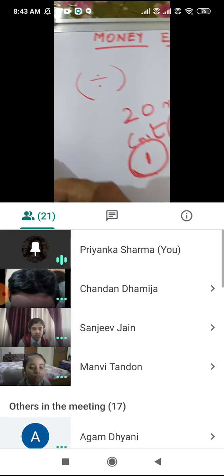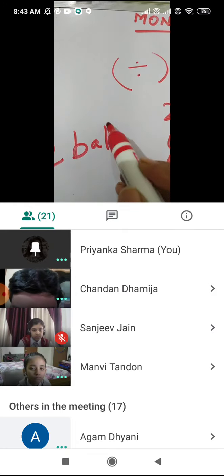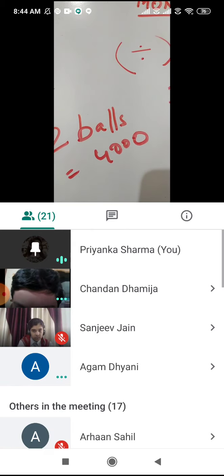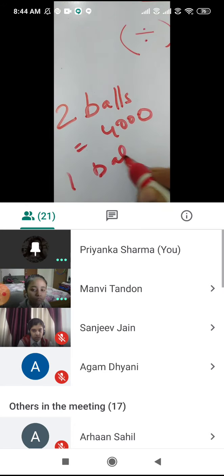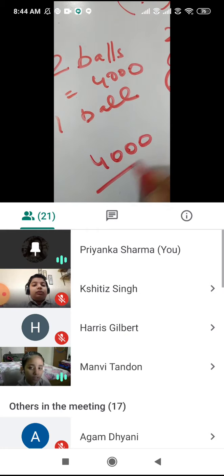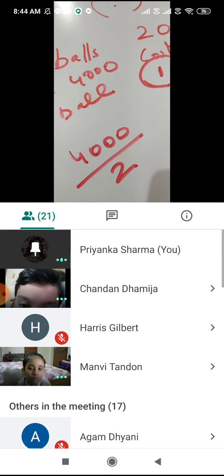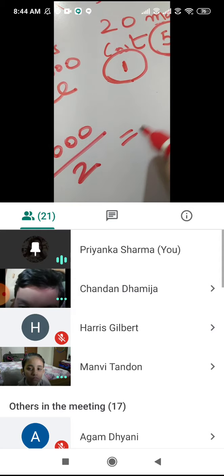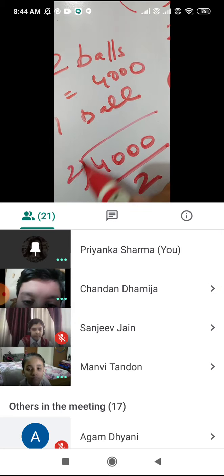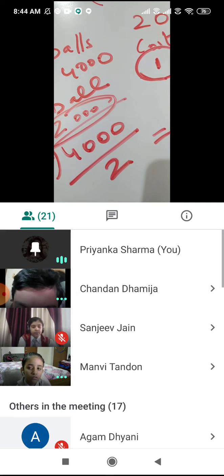Are you getting it? For example, if I say cost of two balls is 4,000, what will be the cost of one ball? We have to divide 4,000 by 2. Whatever we will get, that will be our answer for one ball. So if we divide like this, 2 twos are 4, 0, 0, 0. That means 2,000 is the cost for one ball.